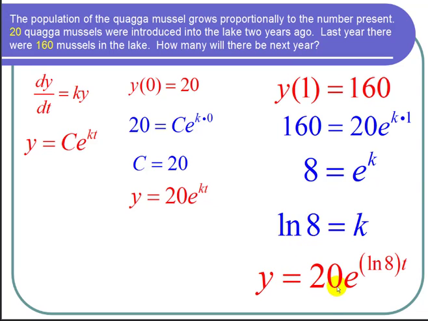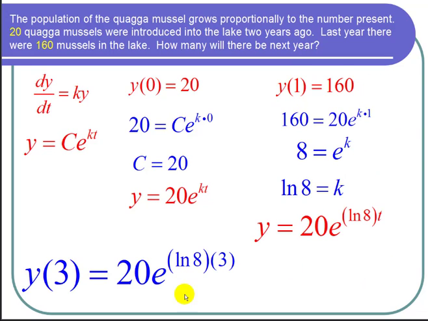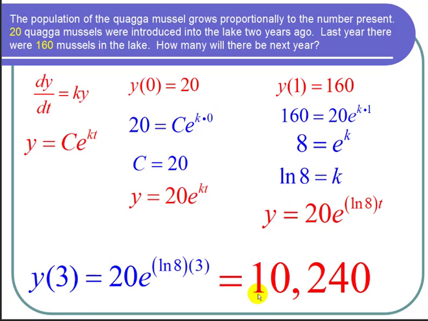So now I have my model with no constants. y is equal to 20 e to the natural log of 8 times t. I want to know how many there will be next year. Well, next year corresponds to 3 years after 2 years ago. So that means t is equal to 3, and I plug in 3, and I get y of 3 is 20e to the natural log of 8 times 3. And I worked that out, and what I ended up getting was 10,240 quagga mussels in the lake next year. And I'm done with the problem.